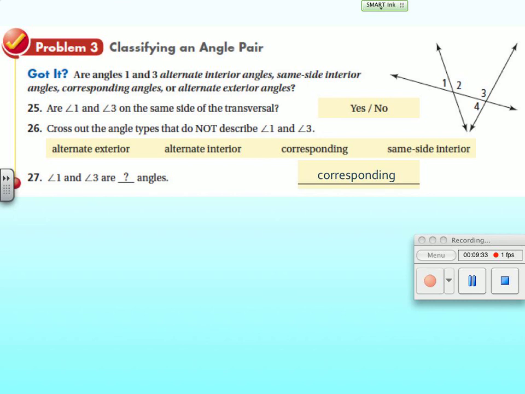First question, are angle 1 and angle 3 on the same side of the transversal? The answer is yes. So we can automatically eliminate alternate exterior angles because they're on the same side. They're not alternate interior angles. And we also can eliminate same side interior because angle 1 is on the exterior of the line. Therefore, they have to be corresponding angles. So angle 1 and angle 3 are corresponding angles.